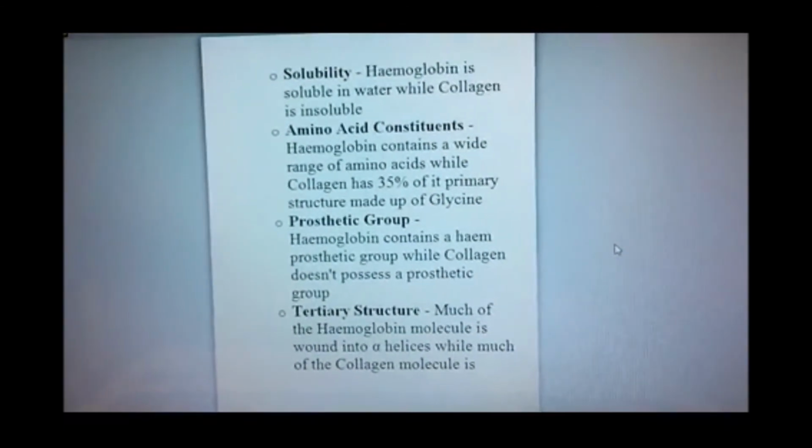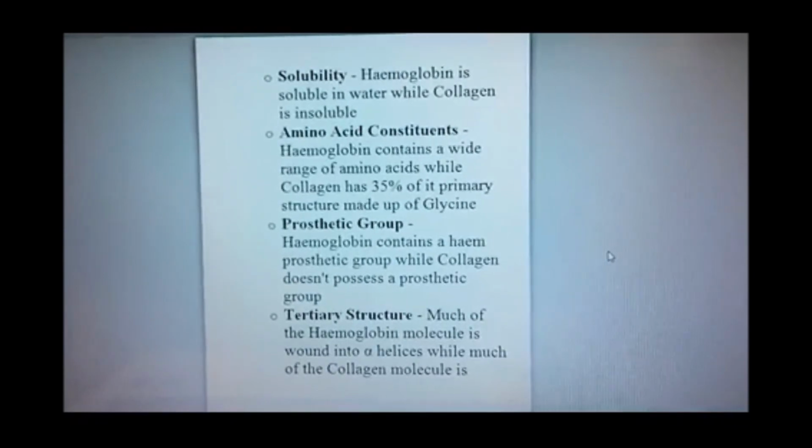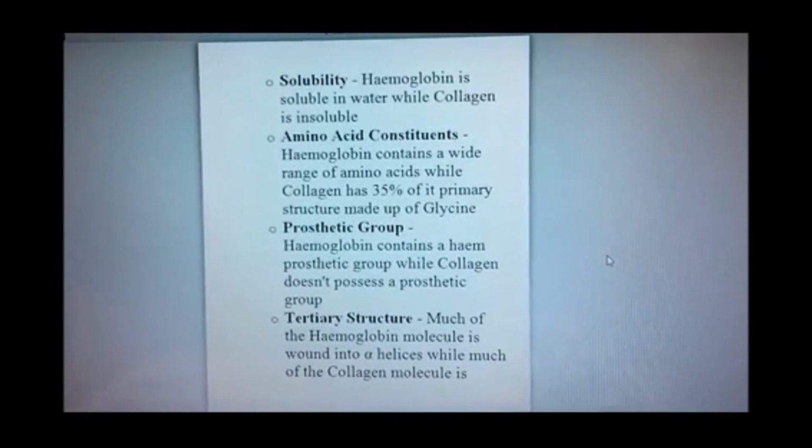Tertiary structure. Much of the hemoglobin molecule is wound into alpha helix, while much of the collagen molecule is made out of left-handed helix structure.